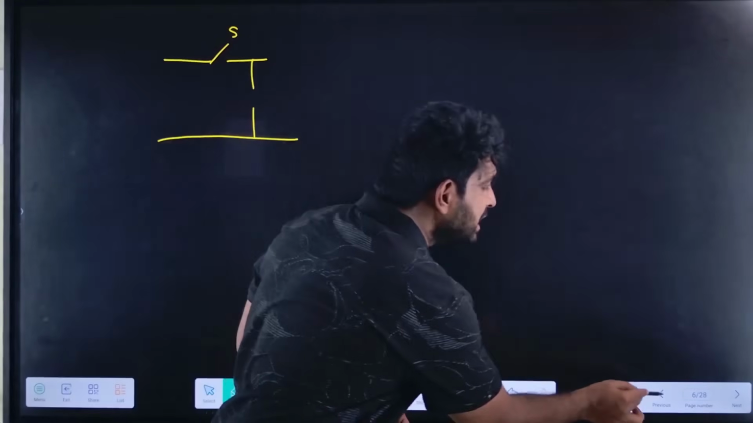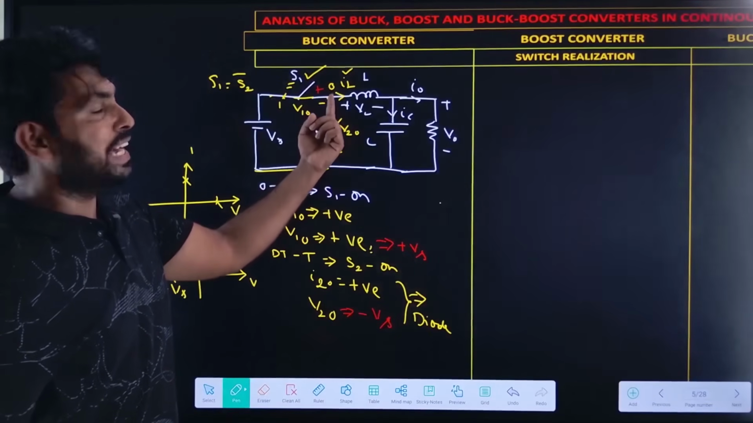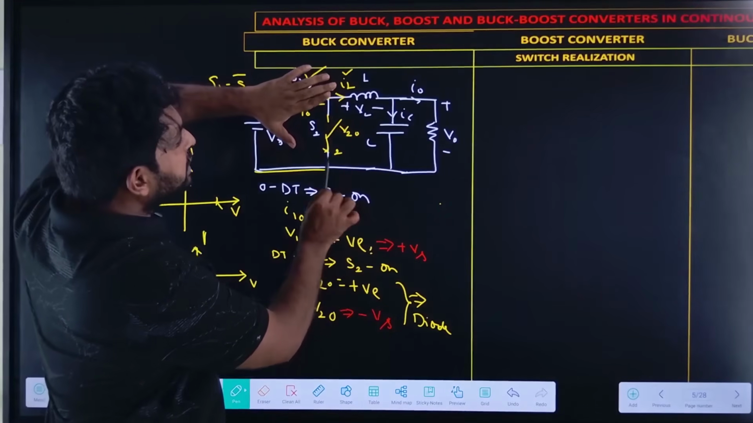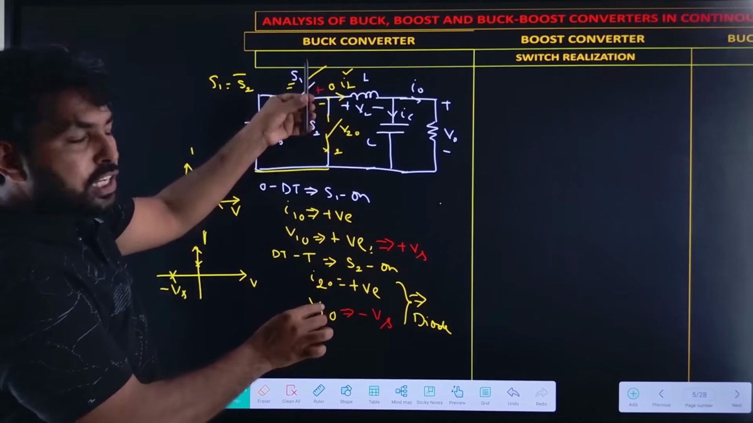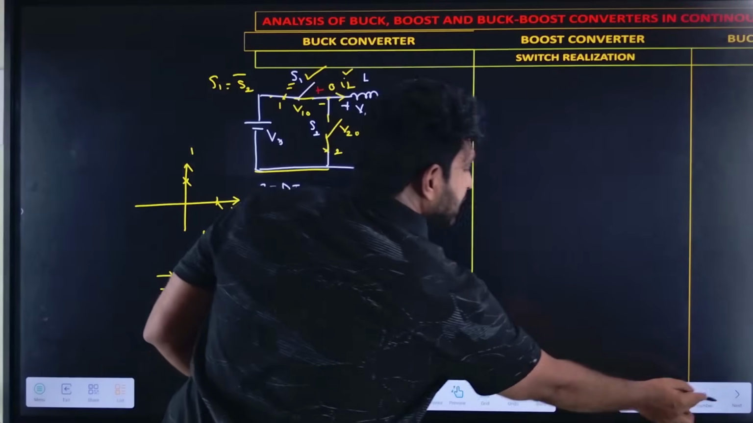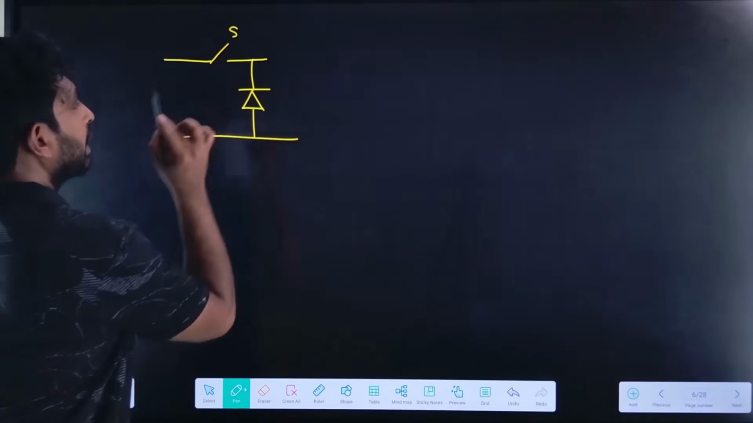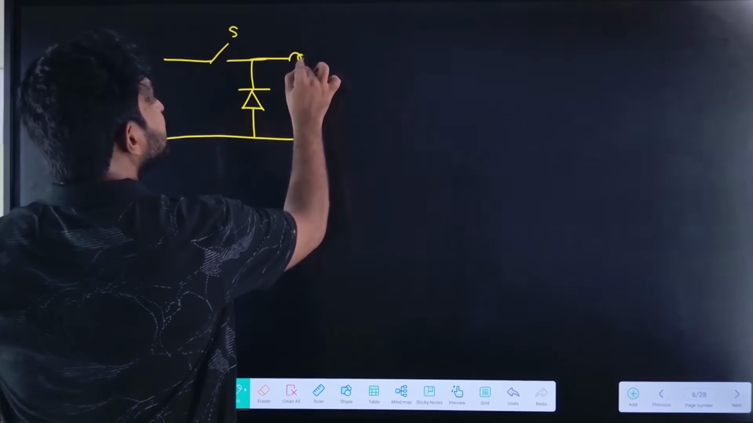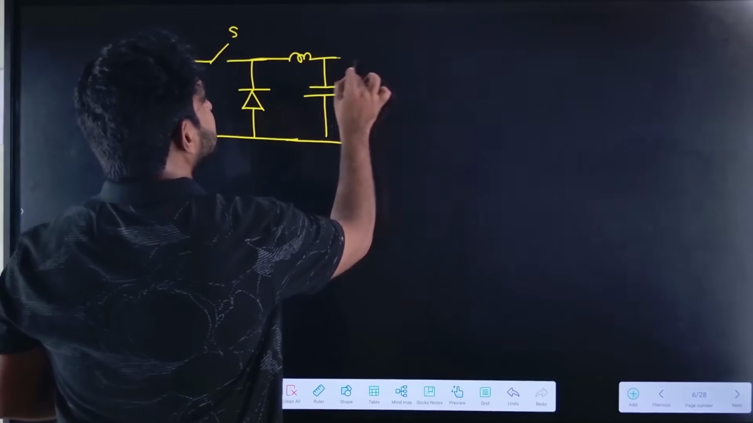In which direction does the current flow? In this direction, because the inductor current direction will not change. The diode has to conduct in this direction, the upward direction. So the diode should be in this direction. Now, the inductance is connected on the load side. So the capacitance will be there and the resistance is also there.